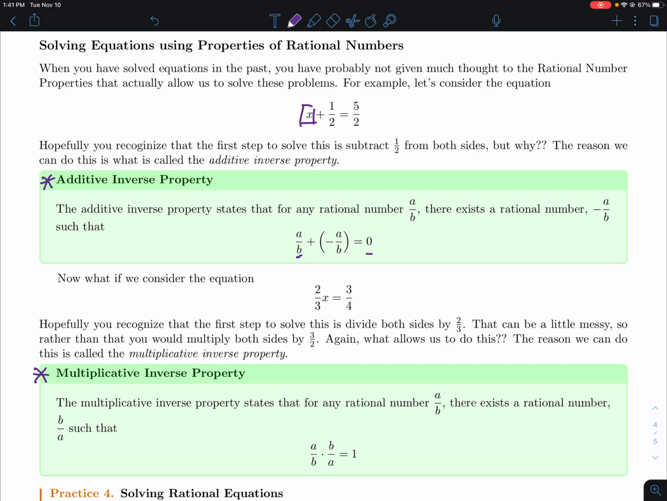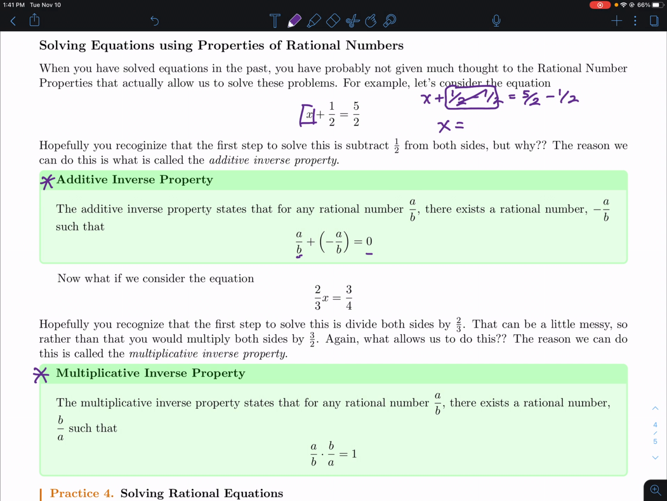So the way I need to get x by itself is I need to get rid of that 1/2. Using this additive inverse property, what it allows me to do is take that x plus 1/2 and do a minus 1/2. But I can't do one thing to one side of the equation without doing the exact same thing to the other side. And by this additive inverse property, the 1/2 plus negative 1/2 is just going to cancel out, which is what we wanted. And that's going to leave me an x.